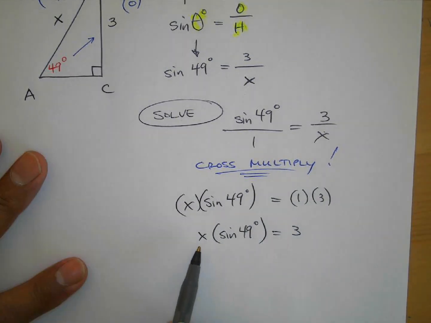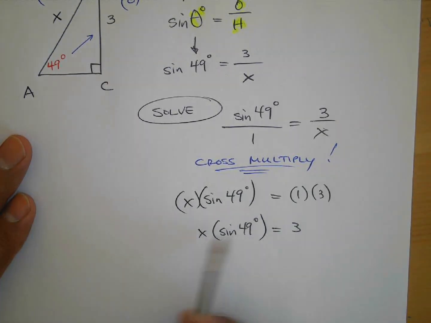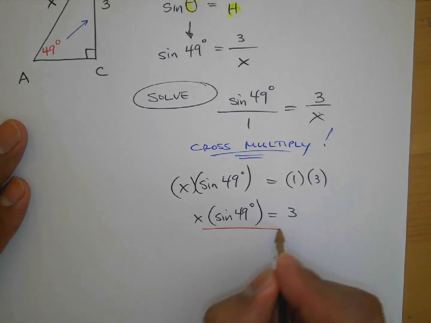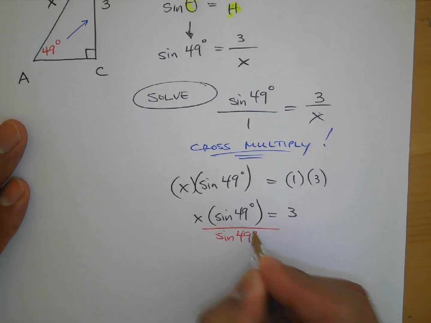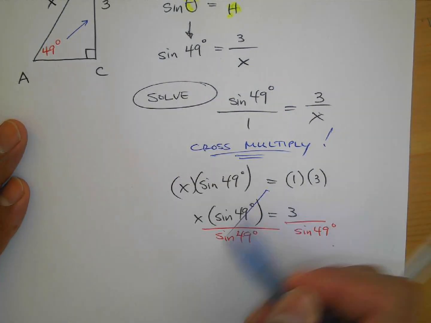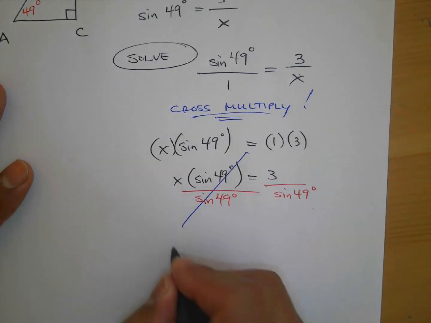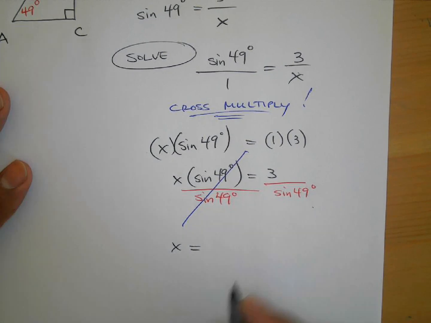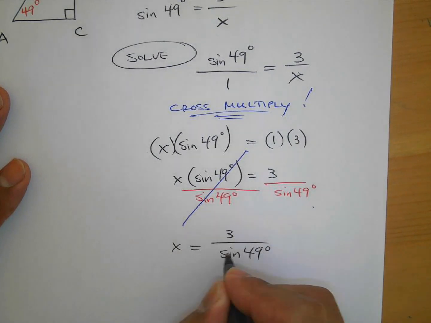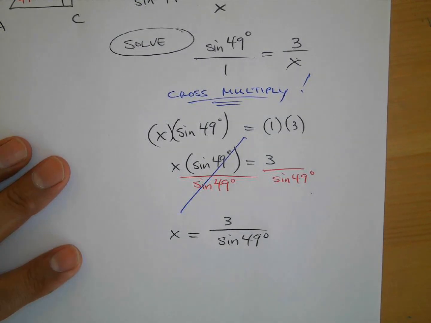And again, I want to isolate x. I want to get x alone. What do I need to do to get x alone? Well, since this is multiplication, how do you undo multiplication? You divide. Divide by sine of 49, both sides. And this cancels. Here you got x by itself. x is equal to 3 divided by sine of 49.